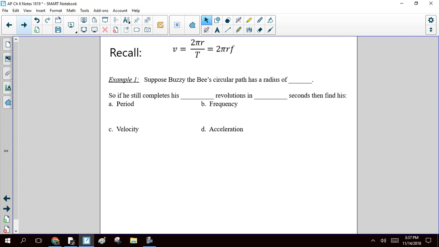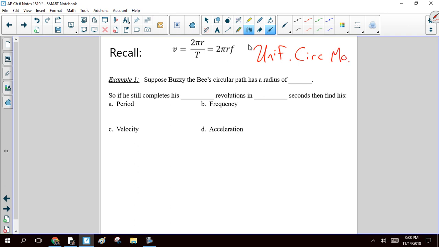Last year we learned that if you've got an object in uniform circular motion, then you can find the velocity or the speed of the object by taking the circumference of the circle and dividing it by the time it takes to complete one circle. Or you can take the circumference of the circle and multiply it by the frequency, right? Like how many times it completes that distance per unit time.